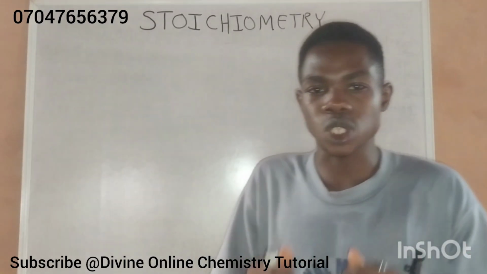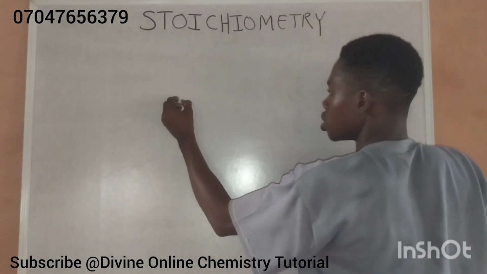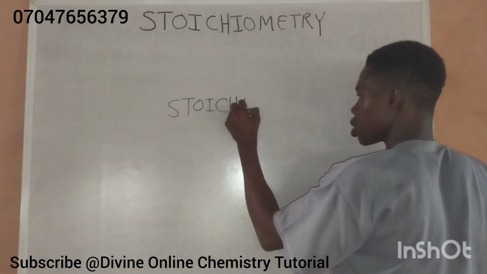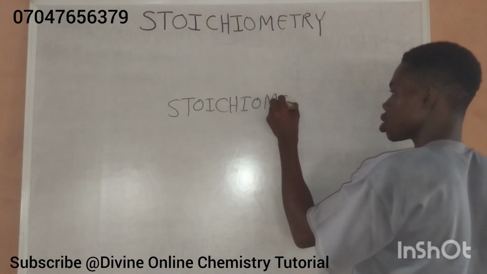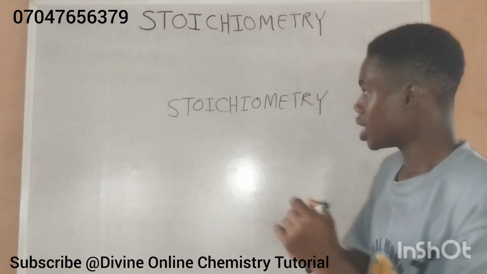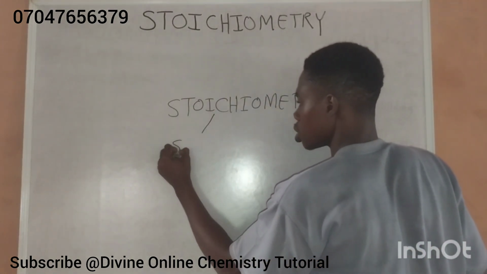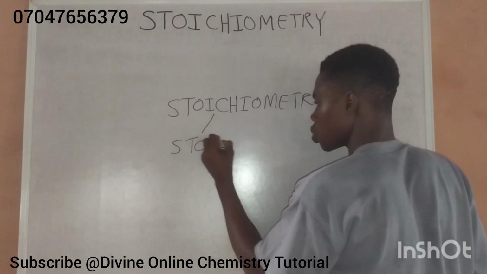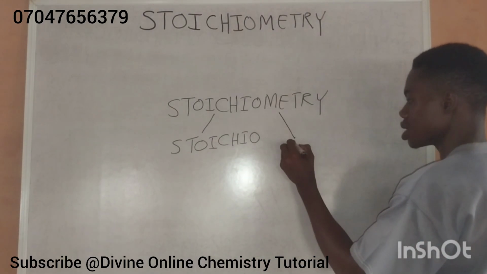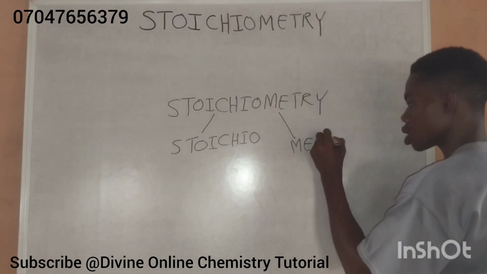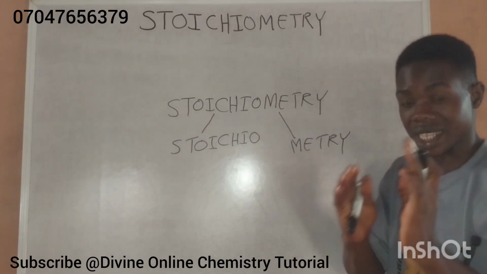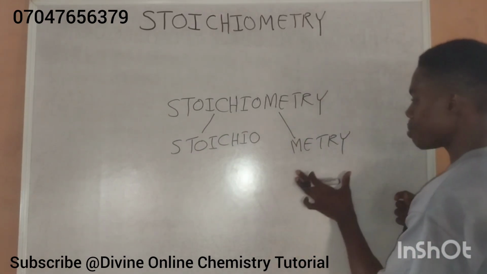Now please take note that the word stoichiometry can be divided into two. The first part is stoichio, while the other part is metry.